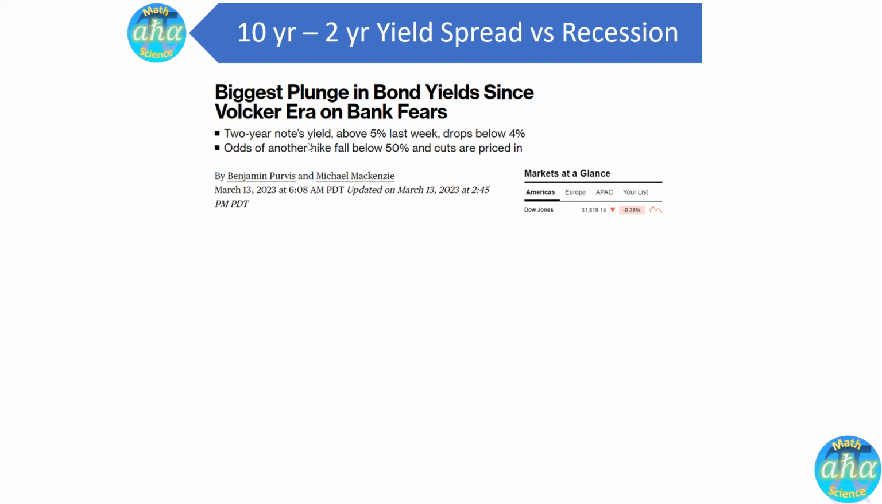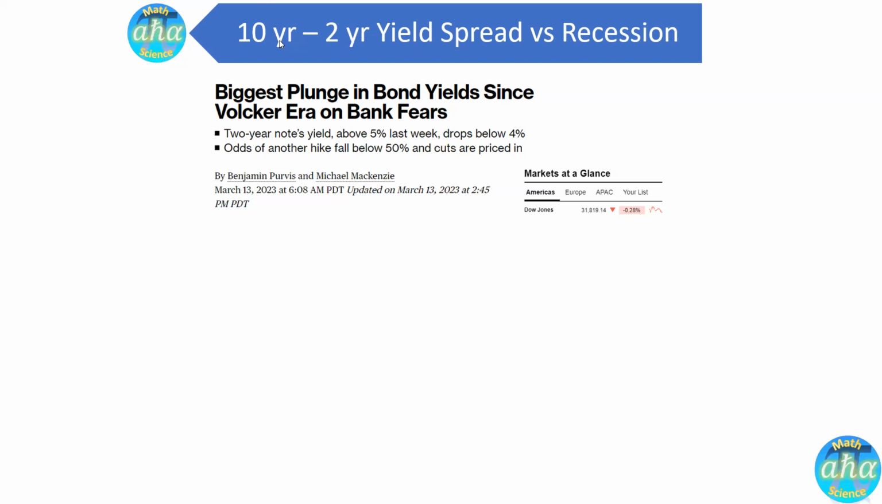So the 2-year treasury note, its yield was above 5% last week, and then it dropped below 4% in a matter of 3 days. That's actually quite unusual, and it really goes back to the early 80s that you see this kind of volatility in the bond market.